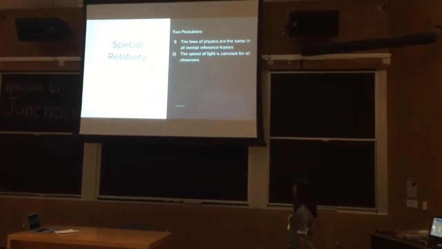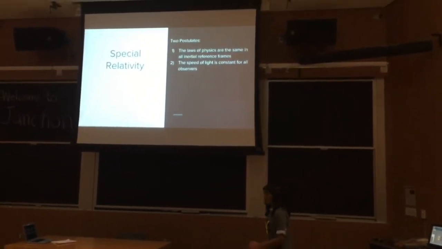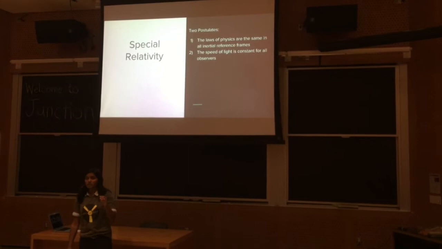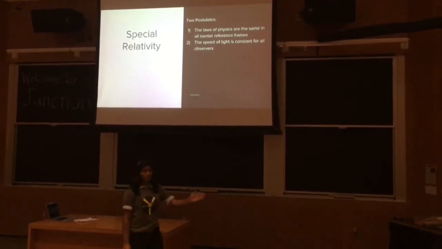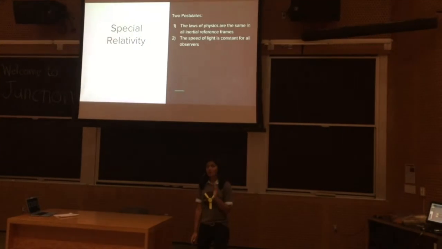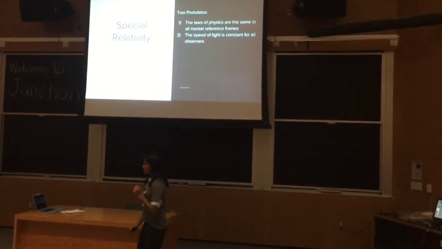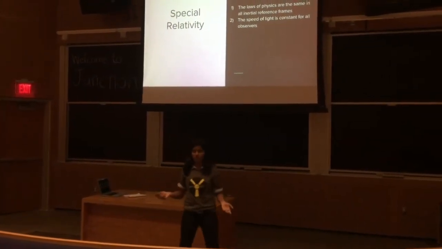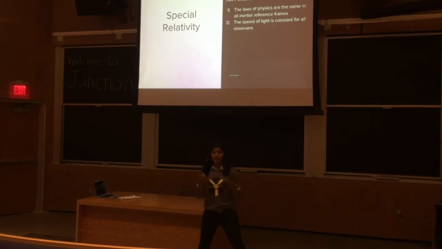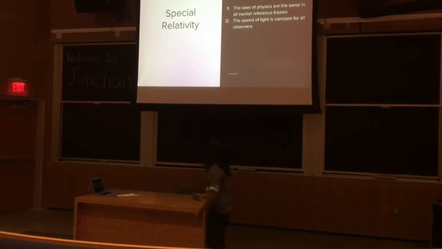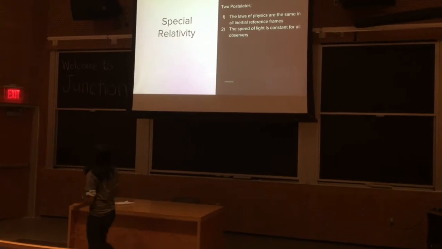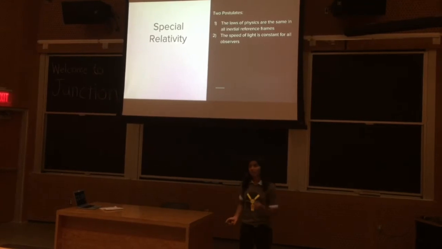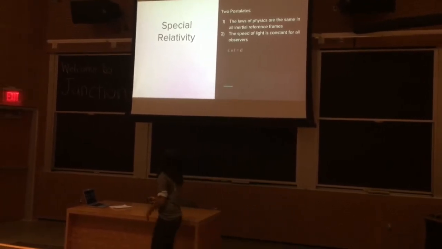One is that the laws of physics are the same in all inertial reference frames, meaning that the laws of physics apply no matter where you are, if you are moving at a constant velocity in a straight line. For example, if you were on a train moving at a constant speed the entire time, and you were measuring the size of a piece of wood, it would be the same as if you were outside, not moving at all. The second postulate is that the speed of light is constant for all observers. So the same thing that I said before, except for the speed of light: the speed of light is always the same no matter what.